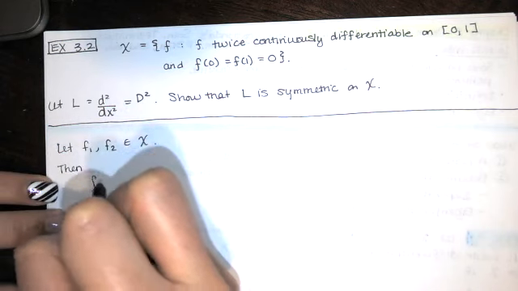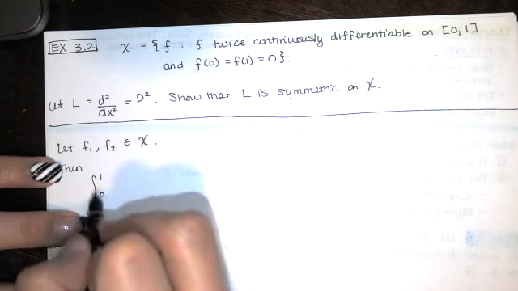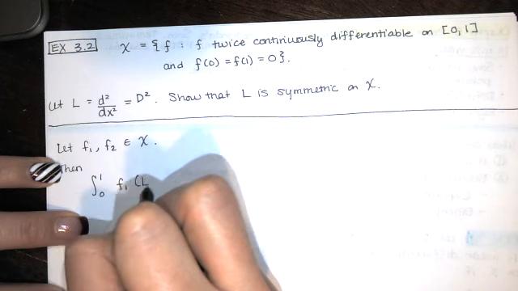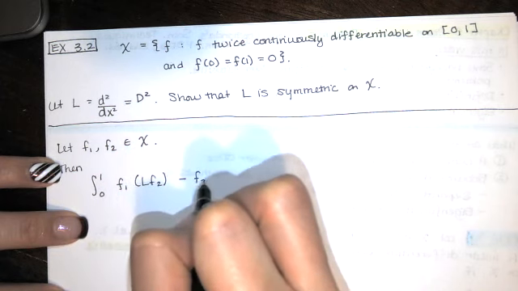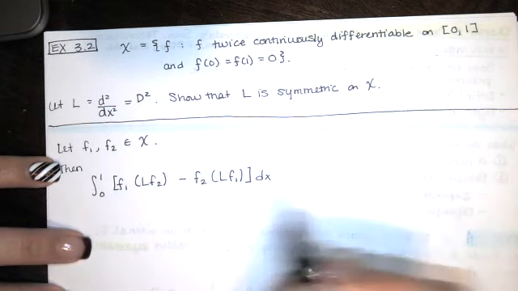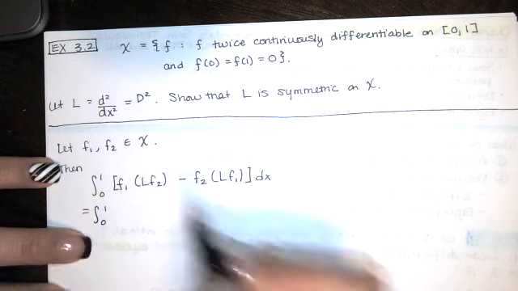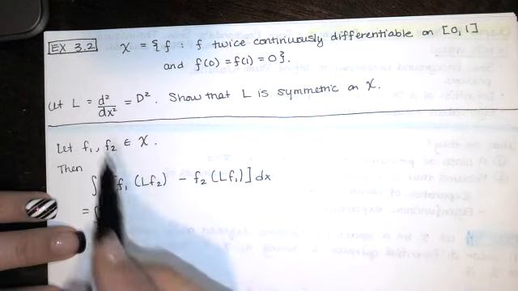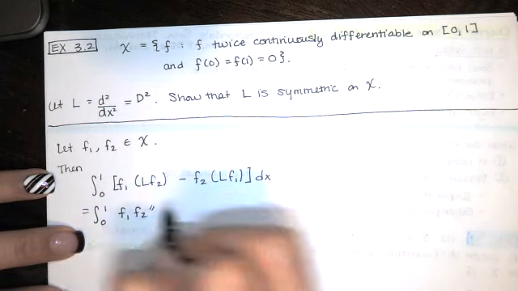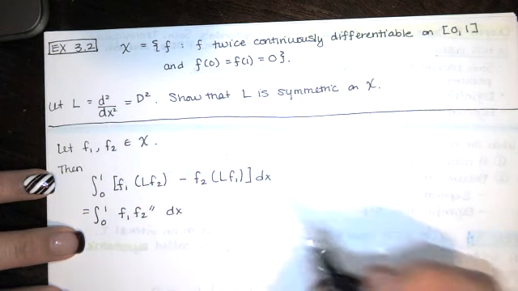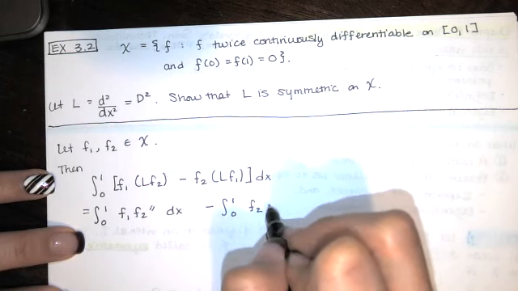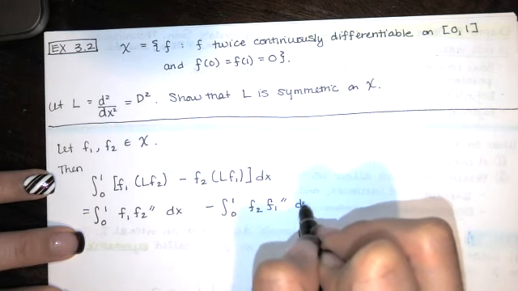Okay, then let's look at the integral over I, which is the interval from 0 to 1, of f1 times L applied to f2 minus f2 times L applied to f1. Now remember what L was. L is the second derivative operator. I'm going to switch from Leibniz notation to prime notation. So I have f1 times f sub 2 double prime. I'm going to write this as a difference of two integrals, minus the integral from 0 to 1 of f sub 2 times f sub 1 double prime.